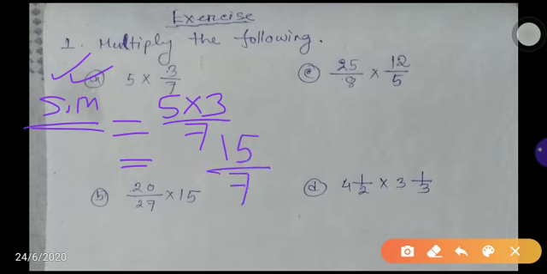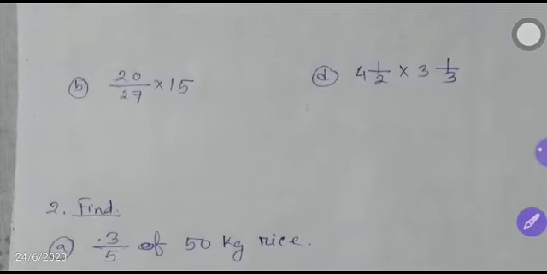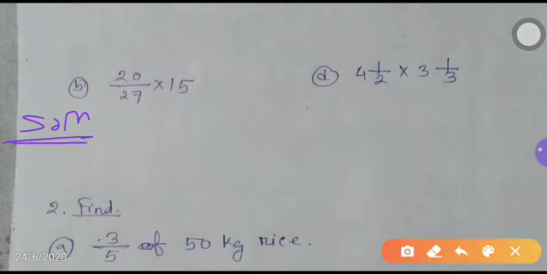So next B number, you see 20 by 27 into 15. Okay, first you see whether any common term is there. Yes, between 27 and 15 a common term is there. By 3 we can cancel both. Okay, so by 3 we can cancel it 9 times.